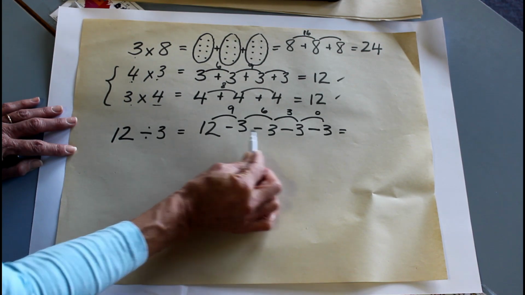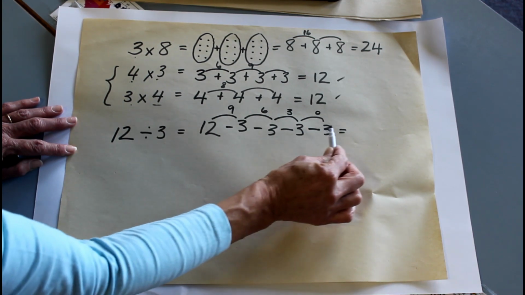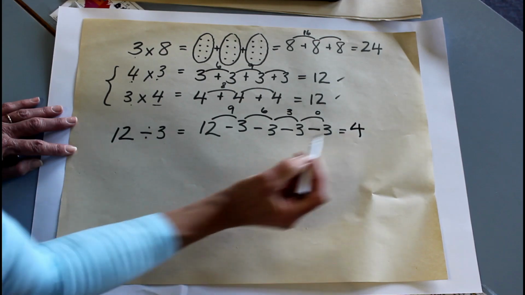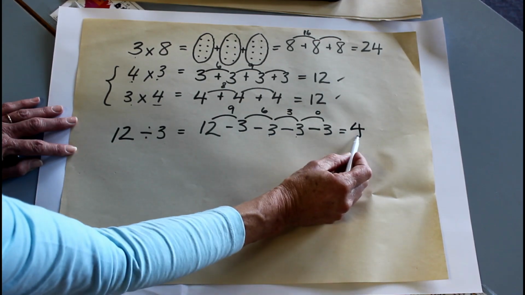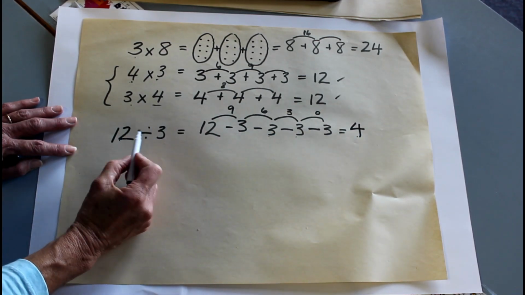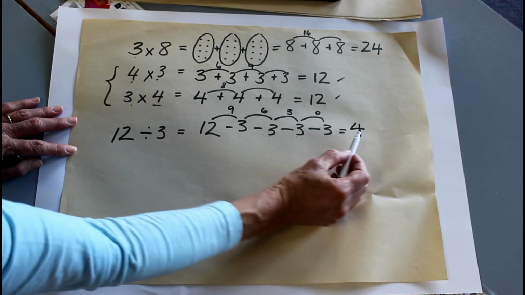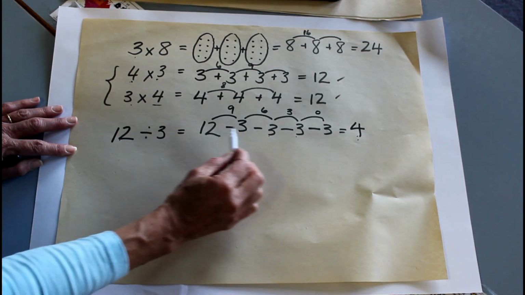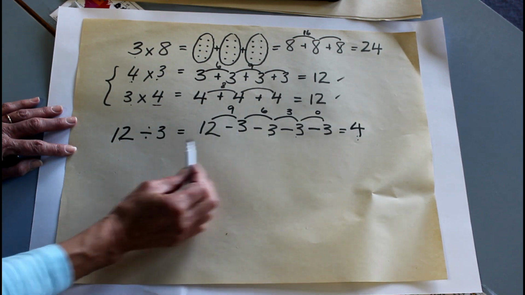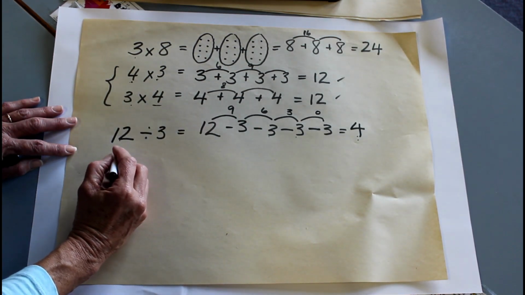I used it once, twice, 3 times, 4 times. 4. 1, 2, 3, 4. 4 lots of 3. So my answer to 12 divided by 3 is 4. And I've shown you how to subtract each time 3 to get the answer 4. So let's do another one.